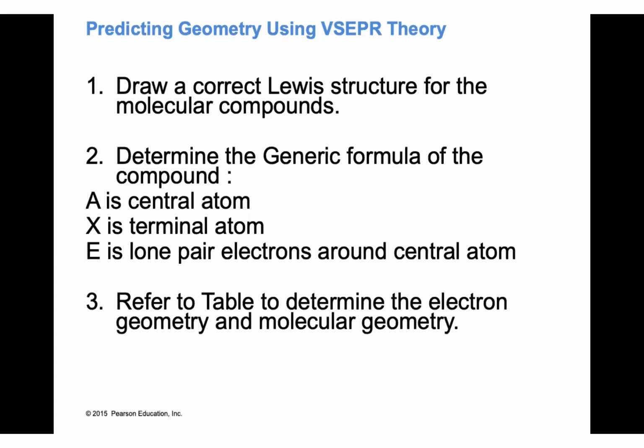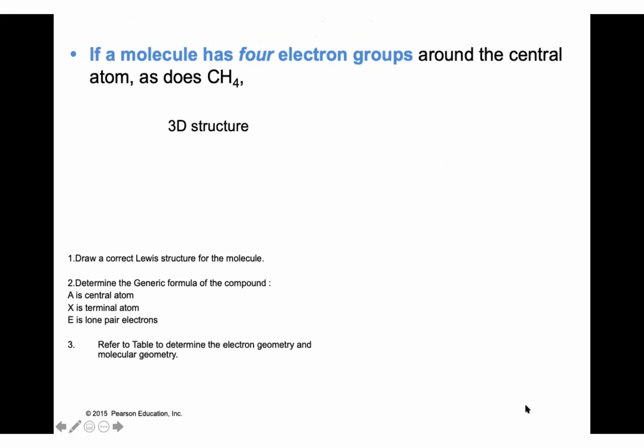Then there is a table we refer to, and we find the geometry and the 3D structure of the molecules. Okay, let's see how we can find the geometry of CH4. So the first thing we do is find the Lewis structure of CH4. So please pause here and see if you can find the Lewis structure of CH4. So that's the Lewis structure for CH4. Then we should find the generic formula. So what's the generic formula?